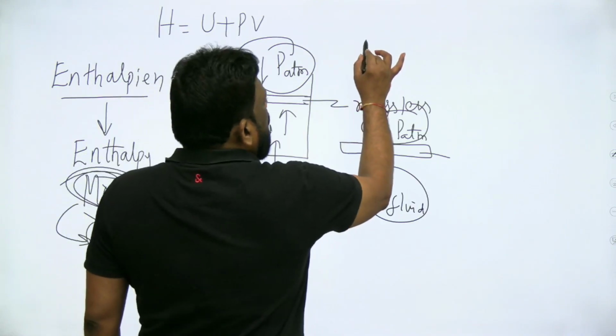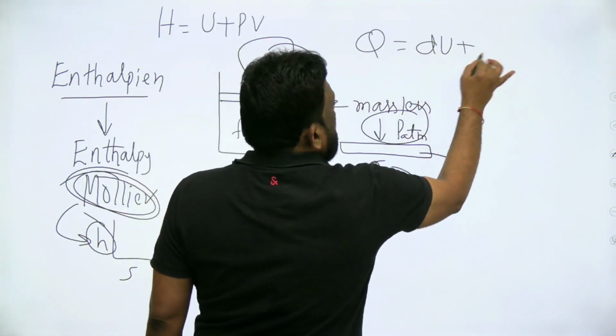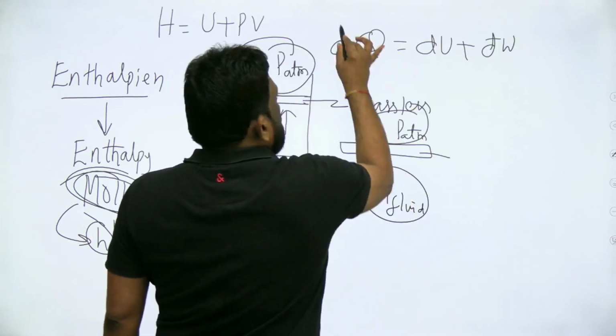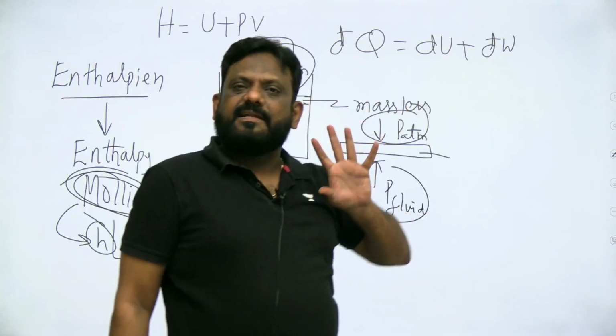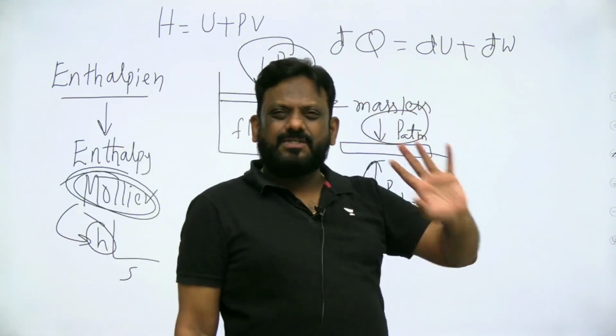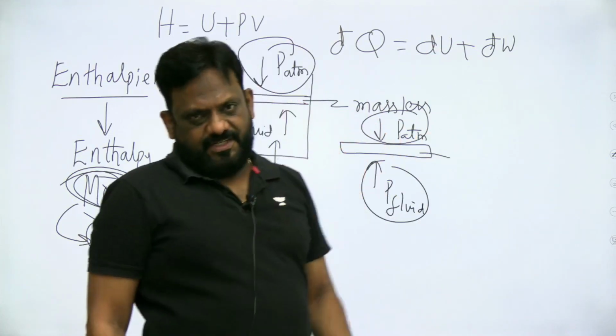From the first law of thermodynamics, d'Q is equal to dU plus d'W. Let me use this for a closed system. These two are inexact differentials, they are not properties, they are path functions. And internal energy is a property and it is a point function.